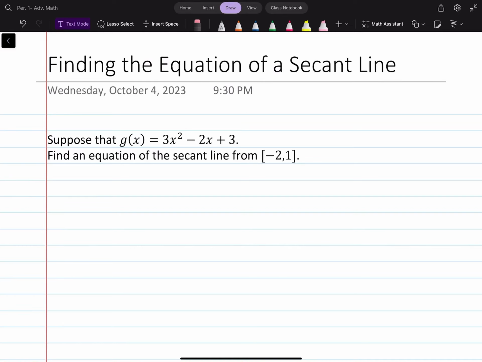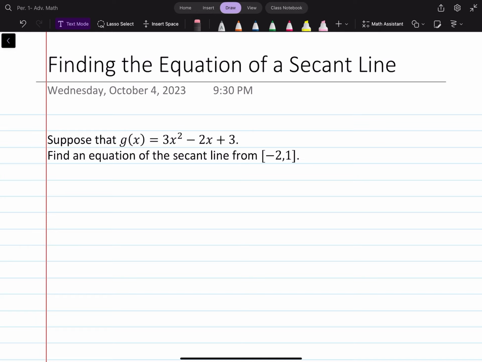Hi everyone. So let's take these notes on finding the equation of a secant line. So the question says, suppose that g of x is equal to 3x squared minus 2x plus 3. And I want us to find an equation of the secant line from -2 to 1.